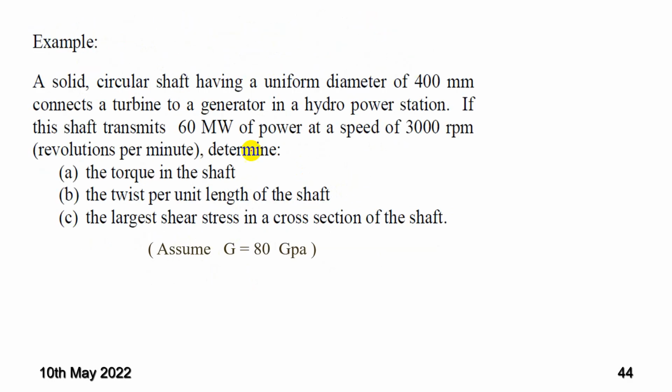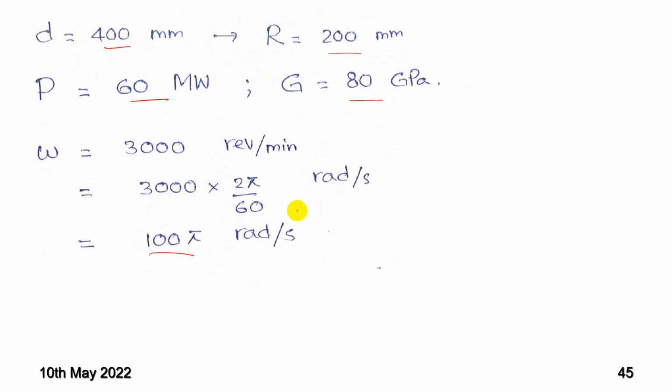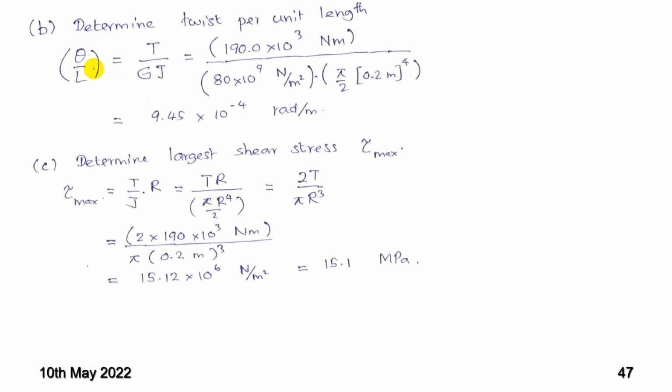Now the second question, twist per unit length of the shaft. So twist per unit length is theta over L. Theta over L is T over GJ, and we know the T. If you substitute shear modulus and polar second moment of area, then you will get the twist per unit length as 9.45 into 10 to the minus 4 radian per meter.